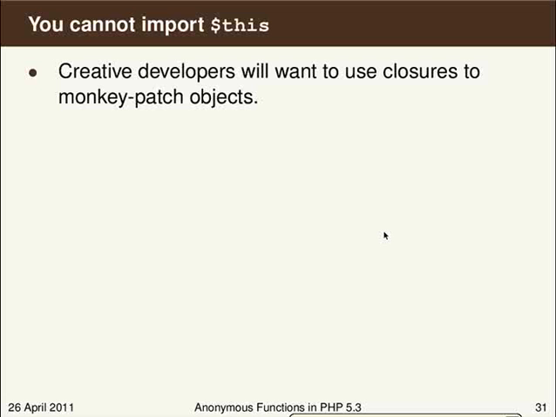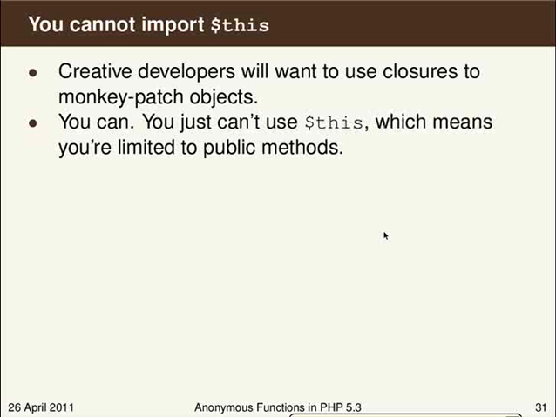Creative developers will then say, ooh, what if I could import $this? Now, all of a sudden, I can basically monkey patch my classes. Yeah, you can. That's good, but you can't use this, which means that you're going to be limited to public methods. And I'm going to show you a way that you can do this sort of monkey patching where you go and alter the object to a certain degree. But you have to be quite aware that you're limited to public methods whenever you do this.